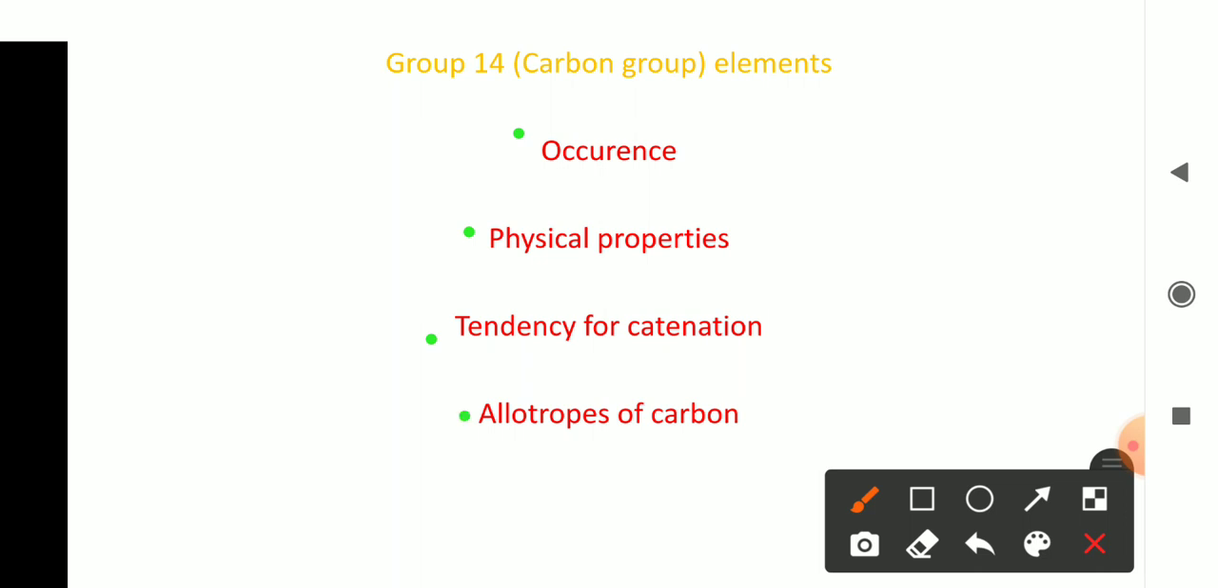And finally, allotropes. About allotropes you might have a little knowledge because it is there in your lower classes itself. Okay, allotropism is nothing but a single compound or a single element exists in more than one form. That is called as allotropes. So what are the things we are going to discuss now? Occurrence, physical properties, tendency for catenation, and finally allotropism. And in the allotropism we are going to discuss only about the allotropism of carbon. Okay, let us see them one by one.